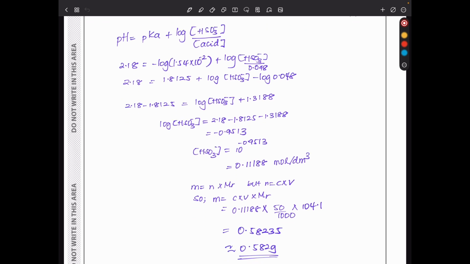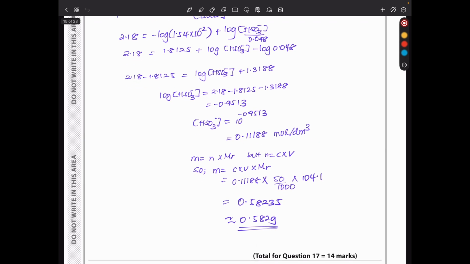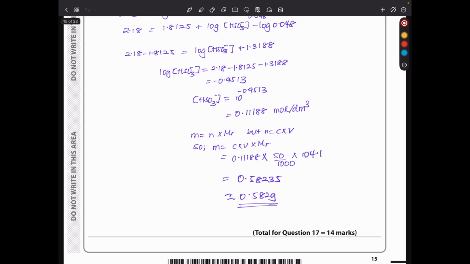And to find the concentration is going to be 10 power that. And I got 0.11188 mole per decimeter cubed. So the concentration is that, and then mass is number of moles times Mr. However, the number of moles is going to be concentration times volume. Since we know the concentration, I'm going to multiply by the volume. Remember the volume was 50, so 50 divided by 1000 to convert this to decimeters cubed, and then times the Mr. I combine these two equations to generate this, so that it's easier for me to just substitute and get the answer. And so I got 0.582 grams to 3 significant figures.